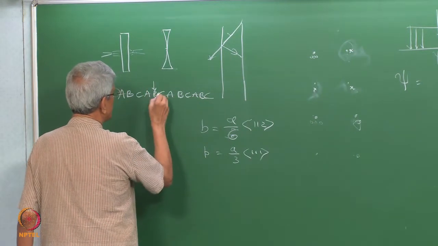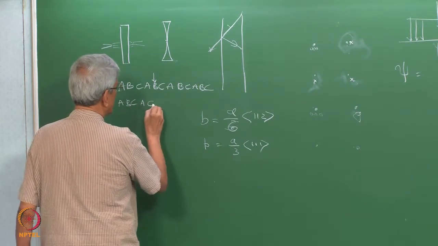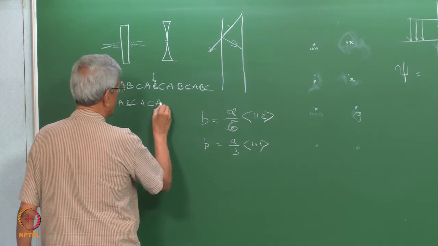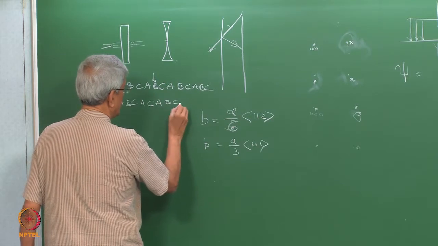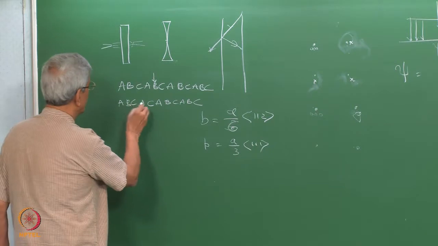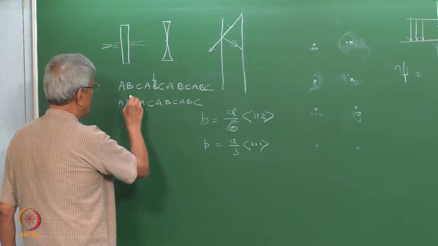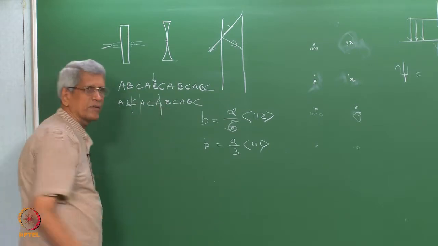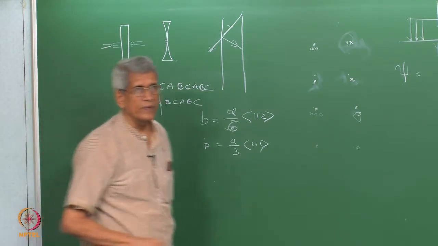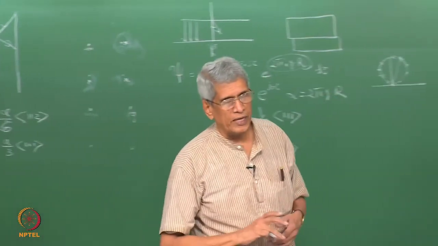Suppose this B layer is shifted, then it becomes ABC, A. B layer becomes C, C layer becomes A, B, C, A, B, C. Now if you look at this, this layer essentially is now a stacking fault which is created. By shifting a layer, a stacking fault could be created.